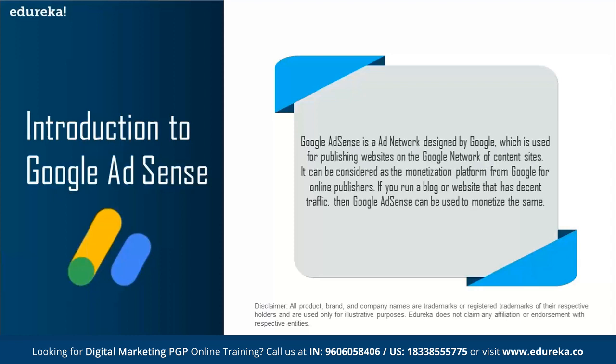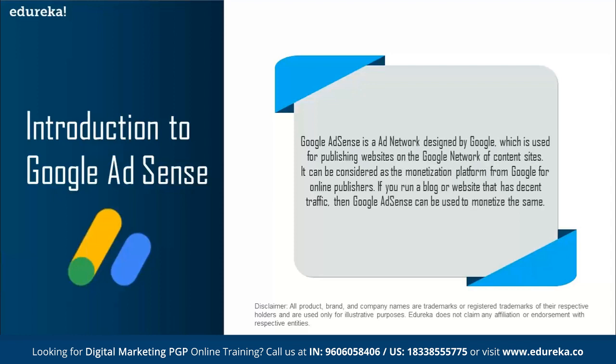So AdSense is a participant in the AdChoices program. AdSense ads would typically include a triangle shaped AdChoices icon. So this is how you differentiate a display ad or a text ad in the display network. It would have a triangle with an i, and AdChoices will be written there.